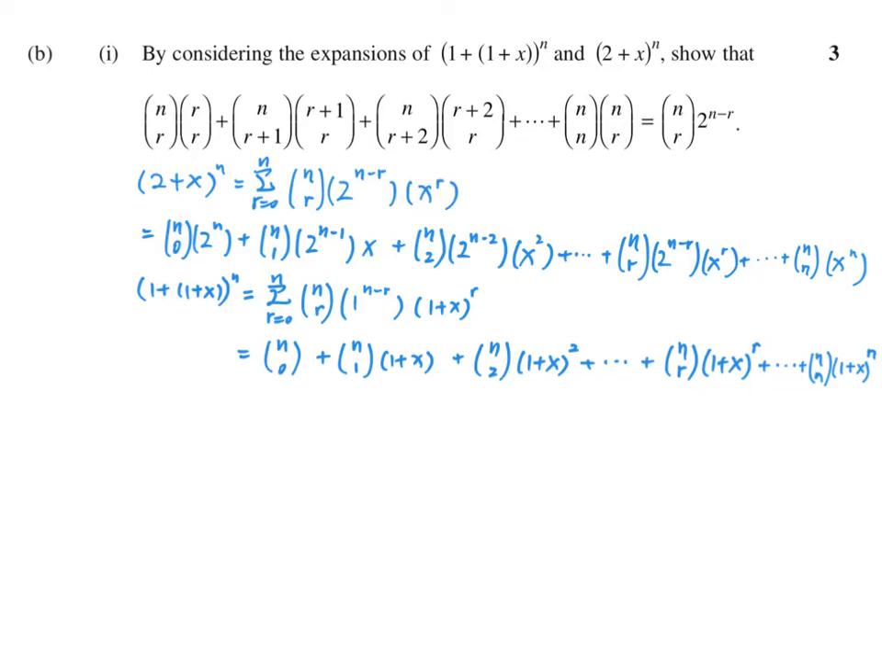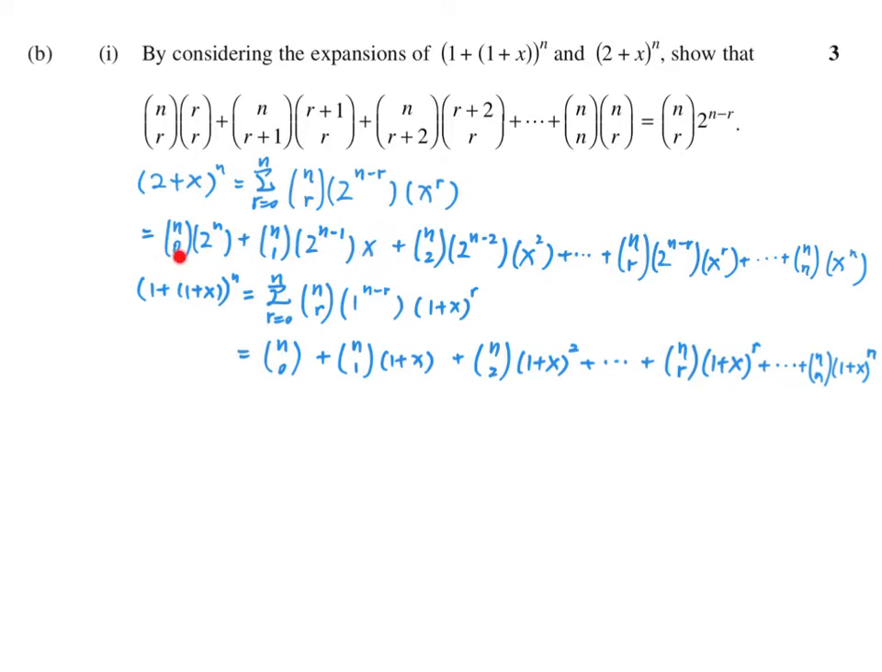What does it mean? It means r is a counter starting from 0. So the first term should be nC0, 2 to the power n minus 0, and then x to the power 0 means 1, so nothing is here. And then the second term, r equals 1, so it should be nC1, 2 to the power n minus 1, and then x to the power 1.